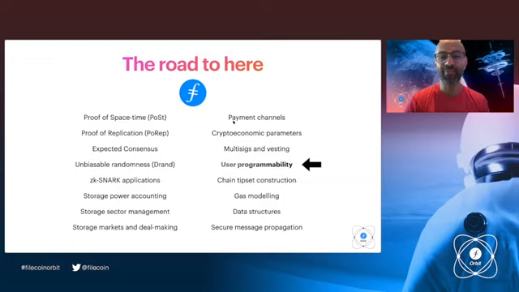Now, as I said before, user programmability had always been part of the roadmap in Filecoin since the very beginning, but the road to get where we are today wasn't easy. Filecoin had been in development for 6 years prior to mainnet launch. And just to build a secure and permissionless decentralized storage network, we had to solve fundamental challenges and limitations that led to important breakthroughs. Things like proof of spacetime, proof of replication, expected consensus, unbiasable randomness, ZK-SNARK applications, and a lot more.